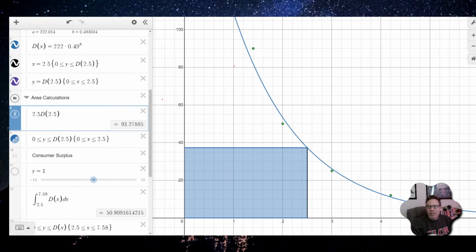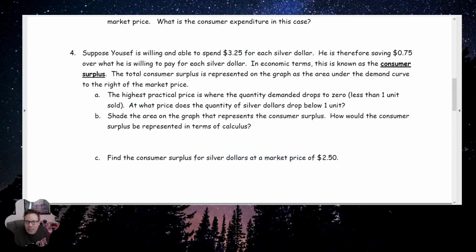So with this particular model, if I look at this model in here, there's a practical price that if the quantity dips below 1 unit, and I'm thinking silver dollars here, these are single units, I never want to get below that. So part A of this is, at what price does the quantity of the silver dollars drop below 1 unit? And the second part, B, I want to shade the region of the graph that represents the consumer surplus. So that's what I'm going to do right now.